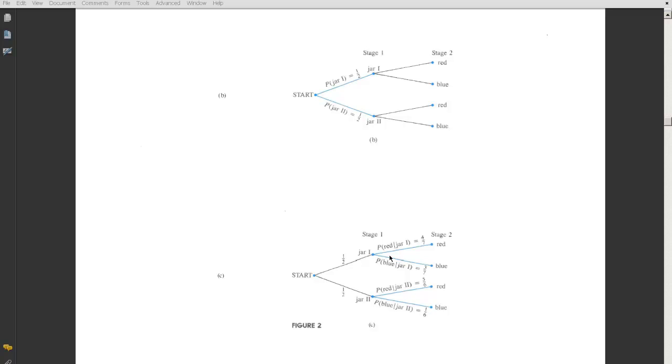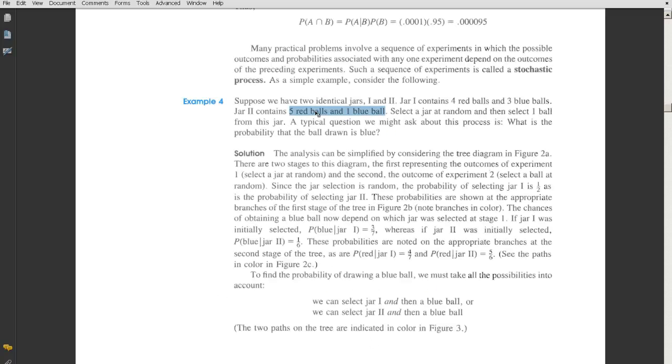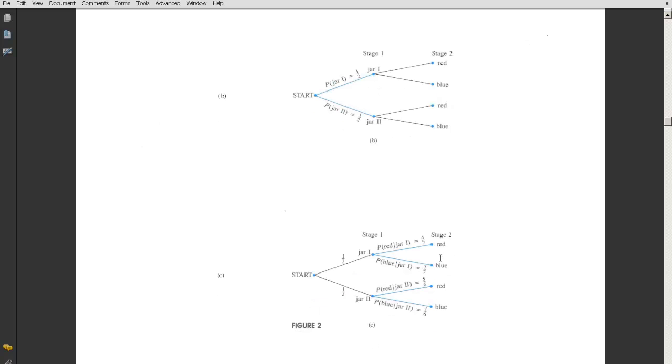So what was the probability of red given that we were in jar 1? We have to go back and look at it, if you don't remember, which I don't: 4 red and 3 blue are in jar 1. So the probability of red is what? 4/7 given that we're in jar 1. So 4/7. Okay, and the other ones we fill out the same way. Now we've done this level.